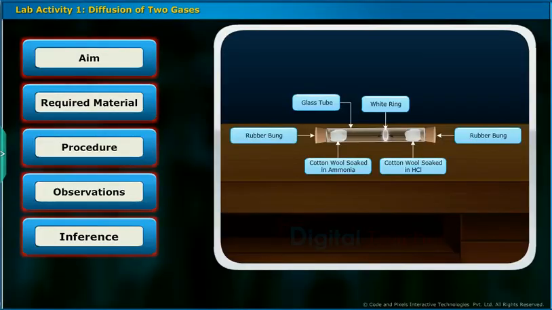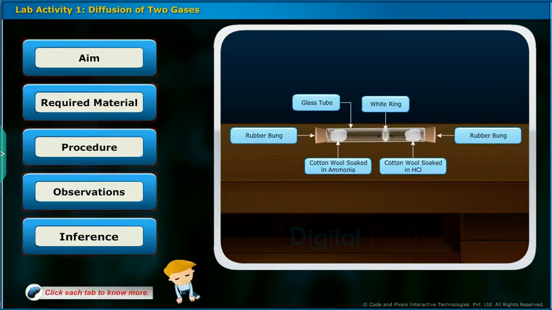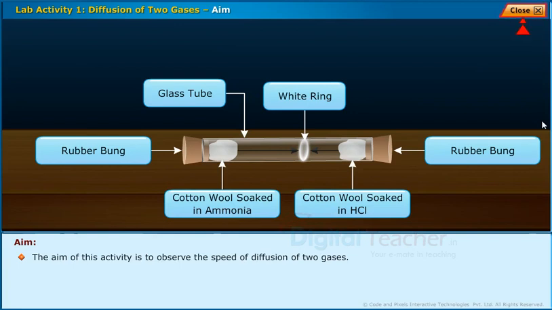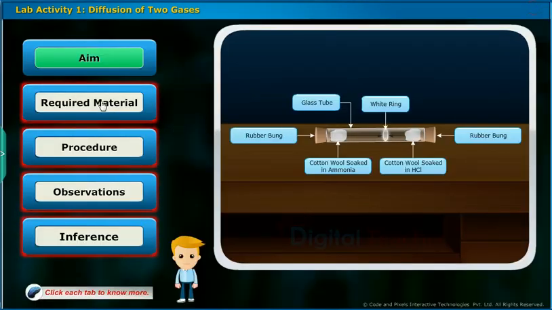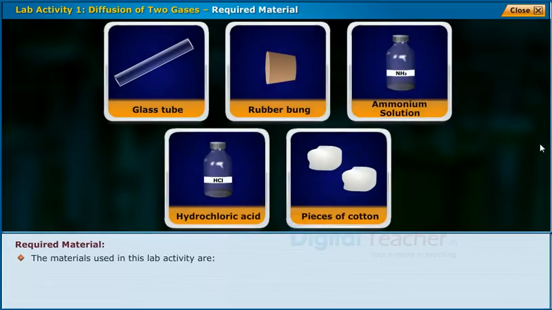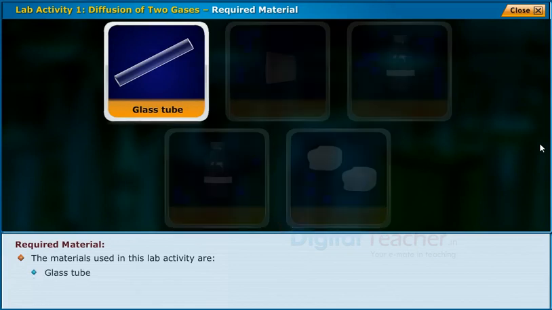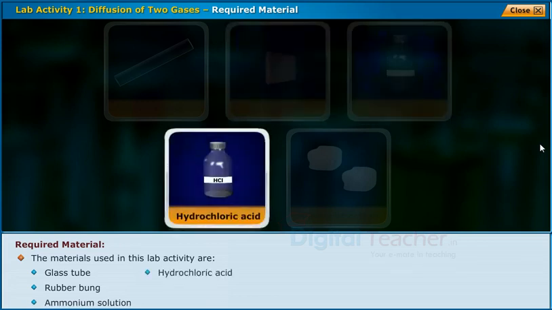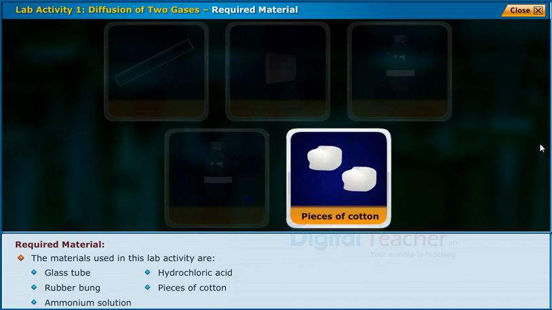Let us do a lab activity to observe the speed of diffusion of 2 gases. Click each tab to know more. The aim of this activity is to observe the speed of diffusion of 2 gases. The materials used in this lab activity are glass tube, rubber bung, ammonia solution, hydrochloric acid, pieces of cotton.